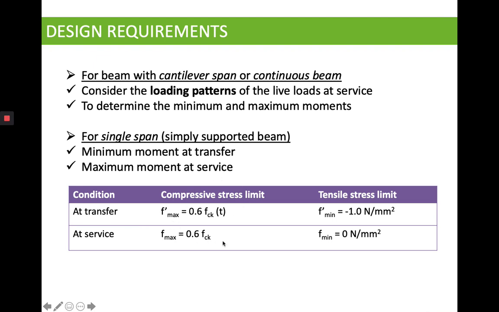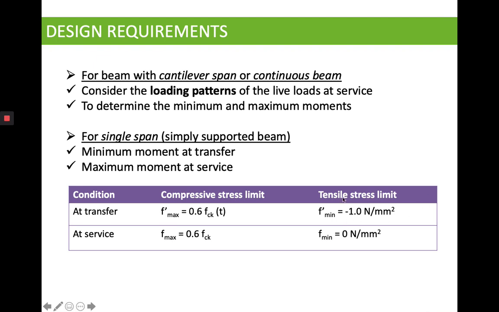In the design of a pre-stressed concrete structure, these are the stress limits that we are going to consider. What I have mentioned to you just now is just the limits at transfer. So we have f'max, which is equal to 0.6 fck,t, and also we have f'min, which is the tensile stress limit, equal to -1 Newton per millimeter square.